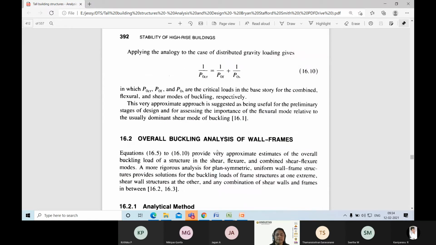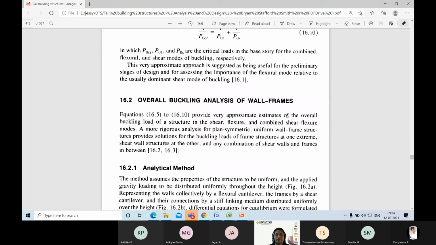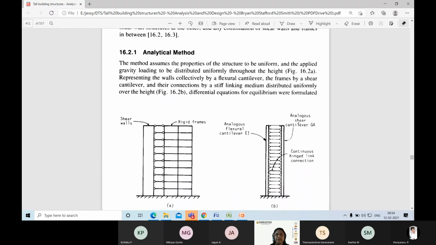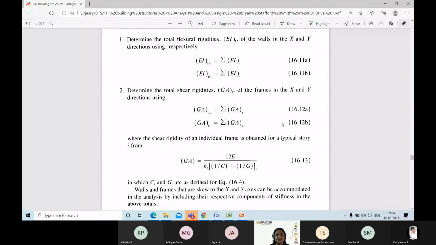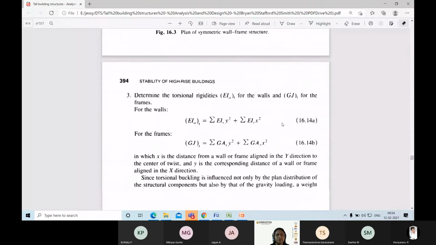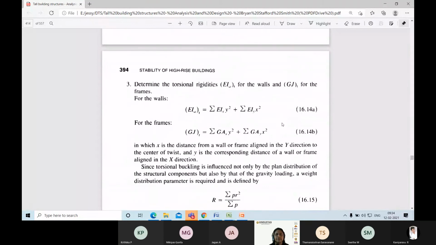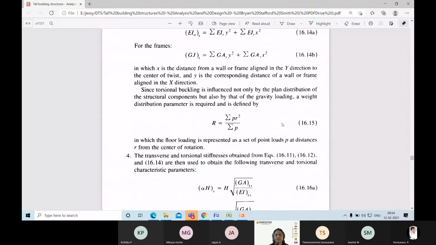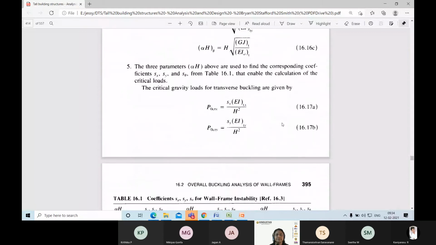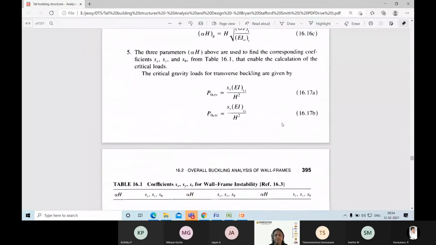The one that I have discussed now is only for a rigid frame alone. Similarly, for wall frame interaction, wall meaning the shear wall with the rigid frame combination, how the buckling analysis has to be done, the analytical methods are all mentioned here. I am just leaving it. It is not required for you, in the sense you need to understand, but you cannot memorize these equations. You just understand there is a big procedure to calculate the buckling.